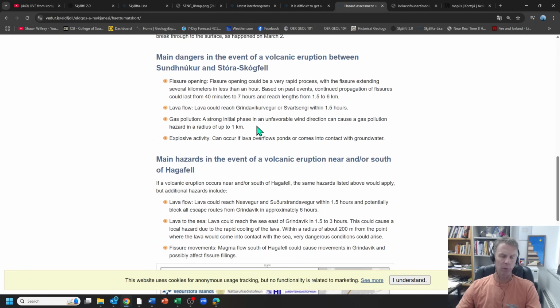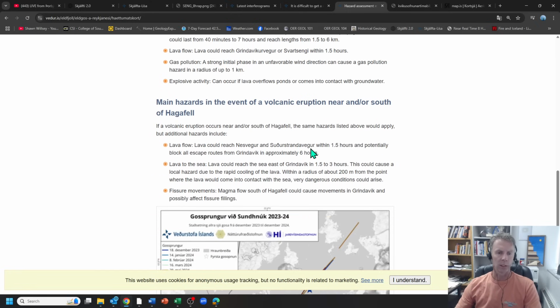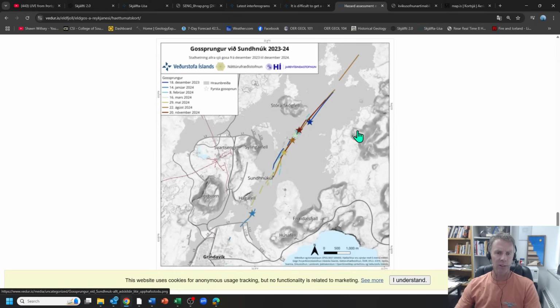Gas pollution will depend largely on the wind direction, but we know if it's out of the south, it might carry those sulfuric gases into populated areas. It could also blow out of the north and carry it into Grindavik. And minor explosive activity, if we do get lava interacting with water, either at the surface or with groundwater, that would be something that we might see. And we have seen that, briefly and localized, with some of the prior eruptions as well. So they do run through some of the different hazards here.